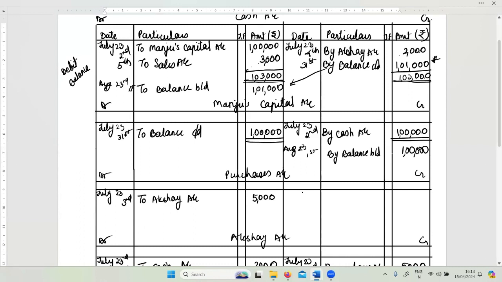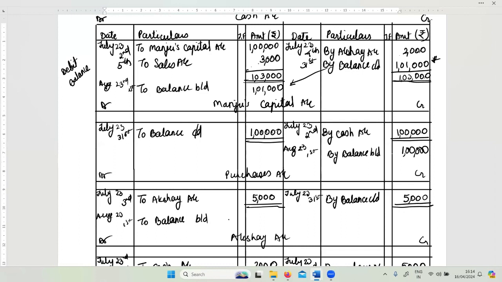Fine. So I write on the credit side of this particular ledger account, on 31st of July, by balance carried down, 5,000. Close this account, draw double lines, right? And then this particular balance on the opposite side, I bring down, 1st of August, to balance brought down. Amount is 5,000.